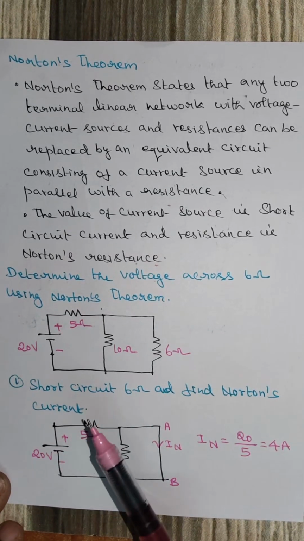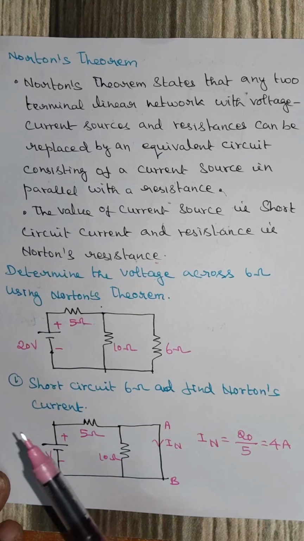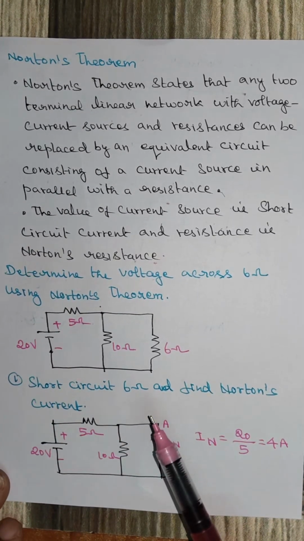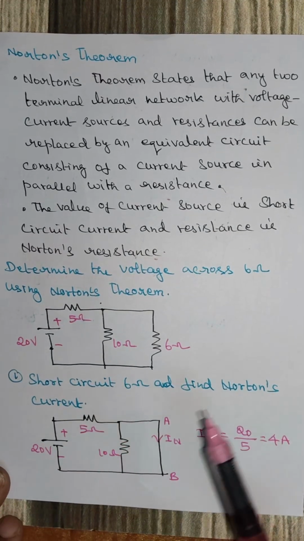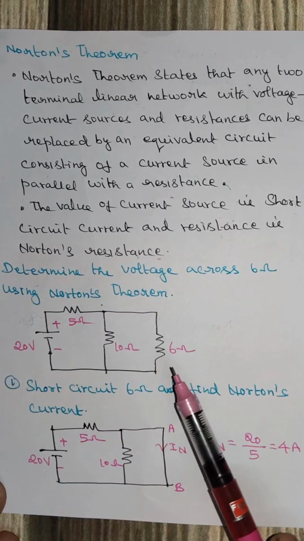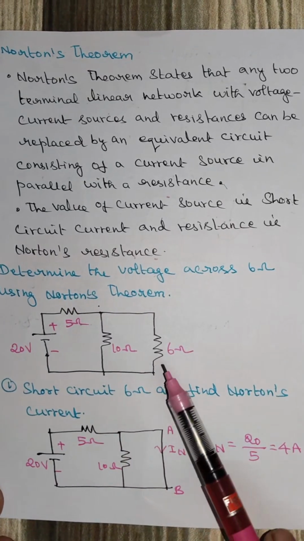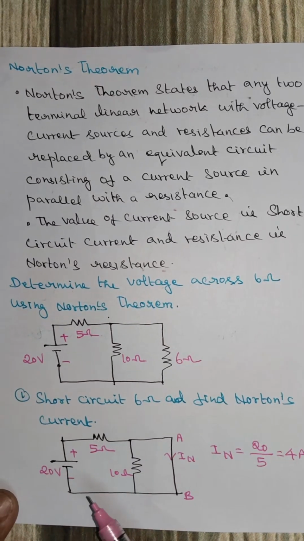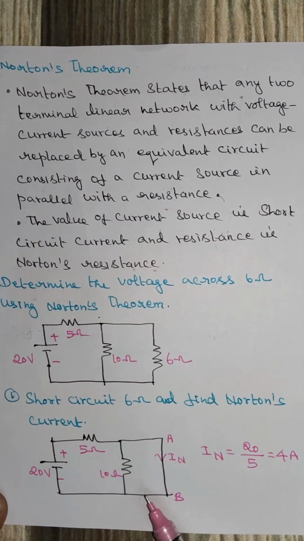Norton's theorem has a three-step procedure. In the first step, we are going to find Norton's current. To find Norton's current, we have to short circuit the load. So here the load is the 6 ohm resistor. So the 6 ohm is short circuited and the circuit can be redrawn like this.